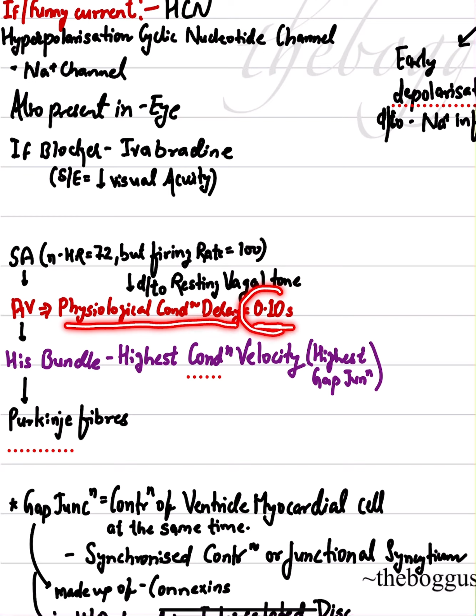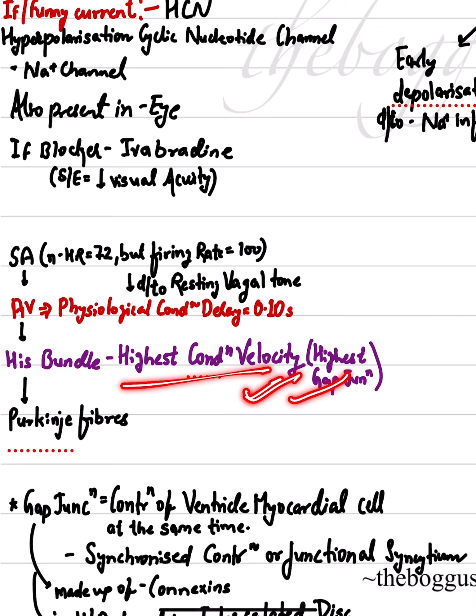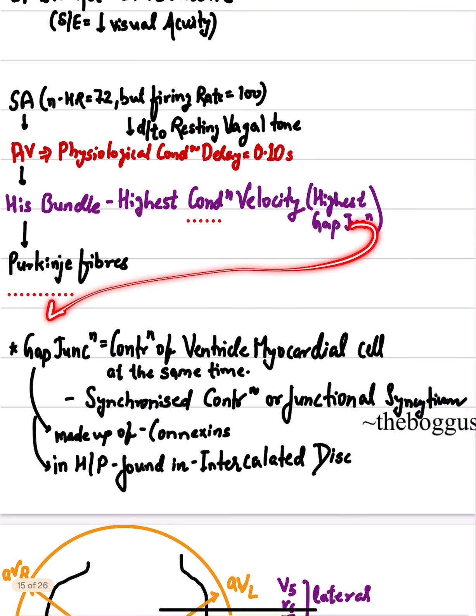It is a PYQ. The heartbeat starts from the SA node to the AV node. The AV node has a physiological conduction delay of 0.10 second, followed by the His bundle, with the highest conduction velocity, the highest gap junction, and Purkinje fibers. Next, what is a gap junction? You know from previous classes, a gap junction is a type of junction present between the cells.